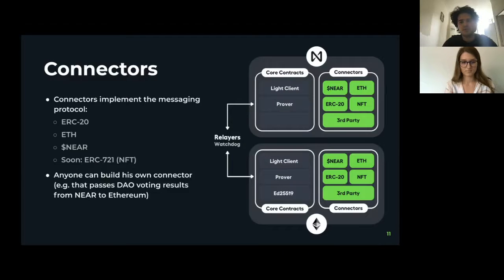And that brings us to the connector, which is probably what the user is mostly touching. The user usually is not touching the light client or the prover, but the connectors themselves. And the connectors are the applications that allow us to send any type of information between either blockchain. In this case, we have already built connectors to transfer ERC20s from Ethereum to Near, to transfer ETH from Ethereum to Near, and to transfer Near from Near to Ethereum.